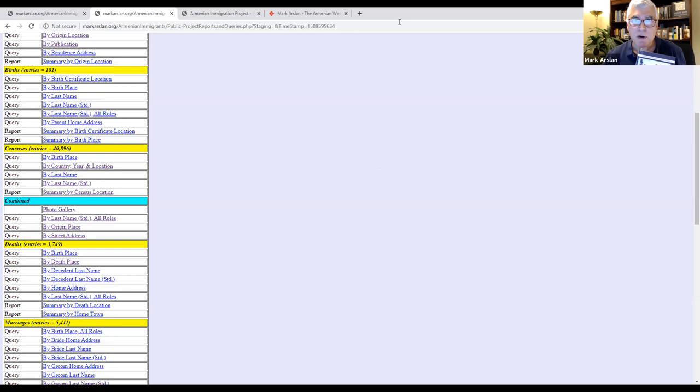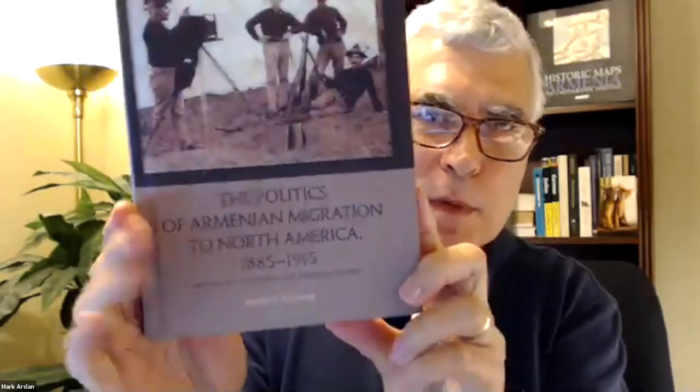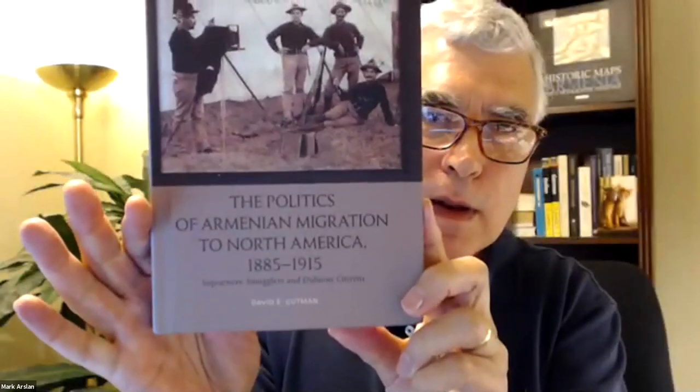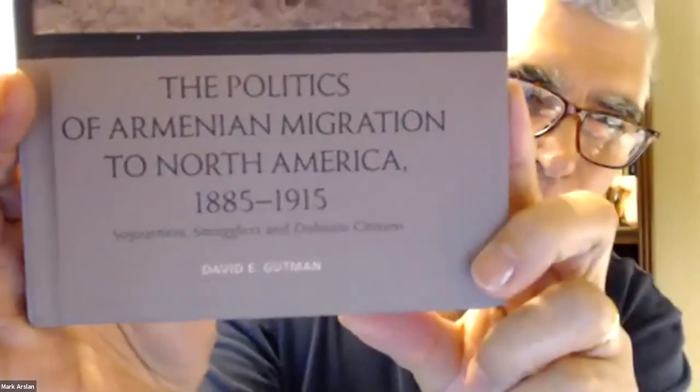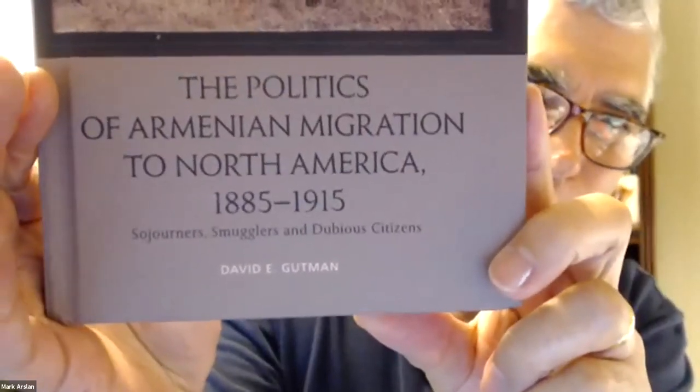I'm going to stop share here for a second. Let's see. Okay. Anyway, this was the book. Now, are you guys seeing it in reverse order? No, but it's too small to read. Yeah, it's a little small. Hold it closer. Oh, The Politics of Armenian Migration to North America. Who's the author? I can't really. Yeah, are you seeing it in reverse order here? No. It's correct. Oh, okay, because I'm seeing reverse order. Yeah, it's David E. Gutman.